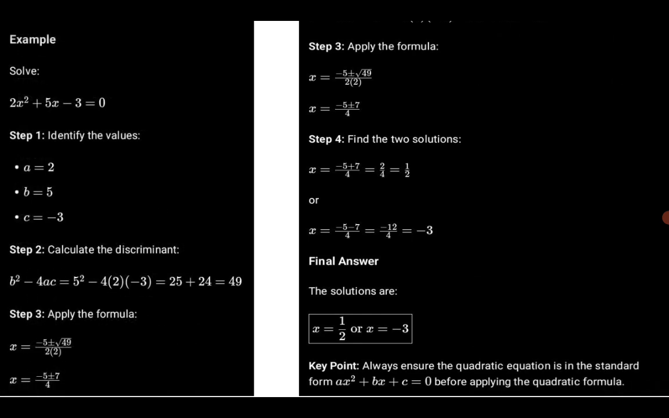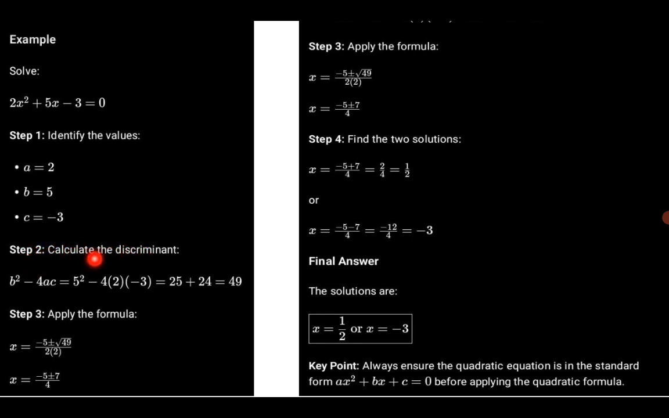Let's appreciate an example. Suppose we are given this equation here, 2x squared plus 5x minus 3 equals 0. So the first step is to identify the values. So a is 2, b is 5, while c is minus 3.